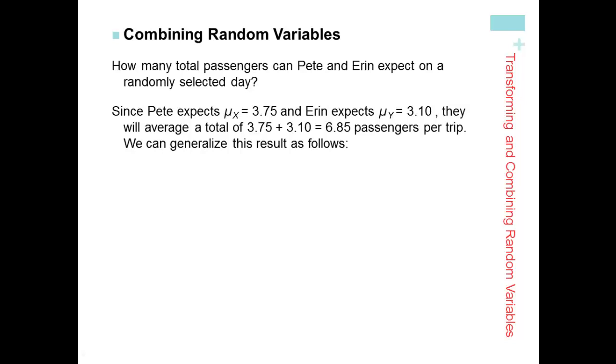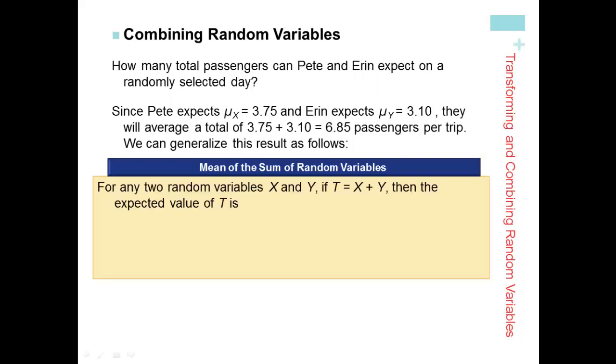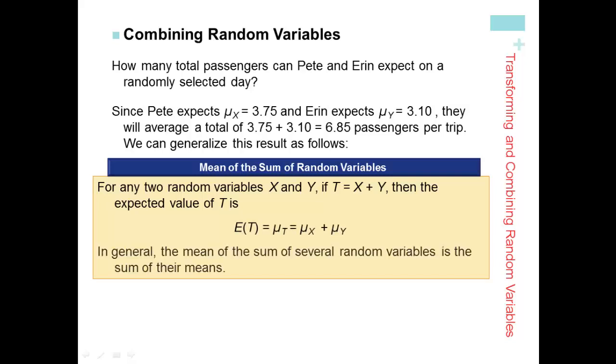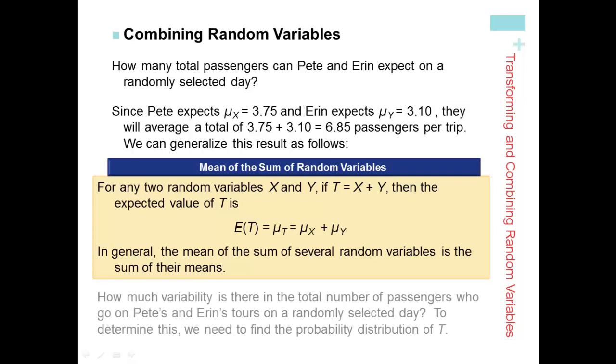We can generalize this result as follows. The mean of the sum of random variables: for any two random variables X and Y, the total X plus Y will give you an expected value of T that is equal to the mean of X plus the mean of Y. In general, the mean of the sum of several random variables is the sum of their means.